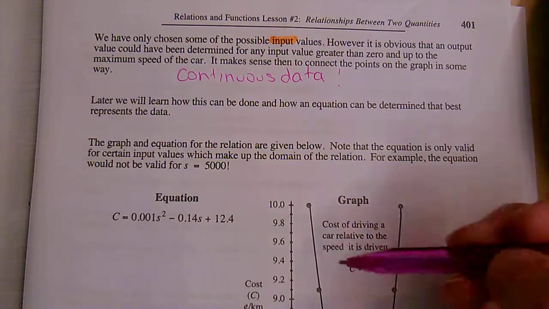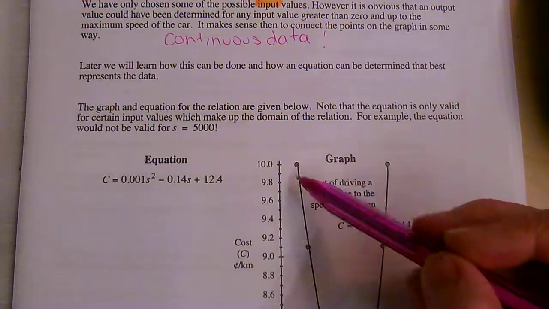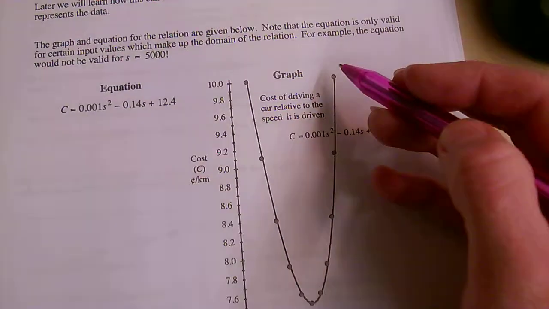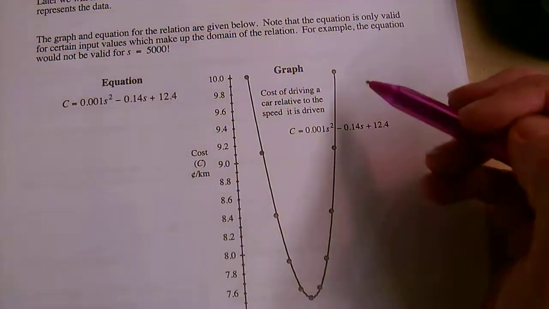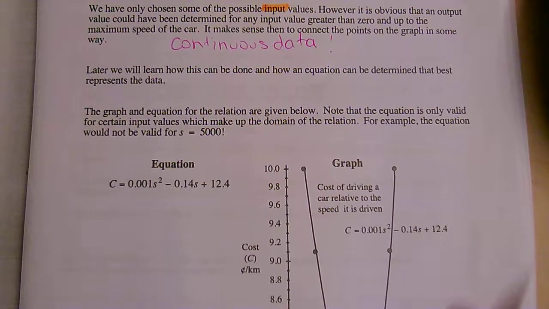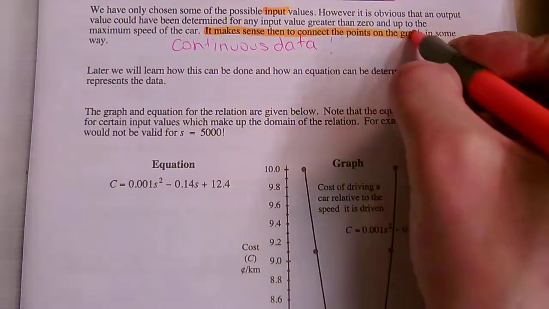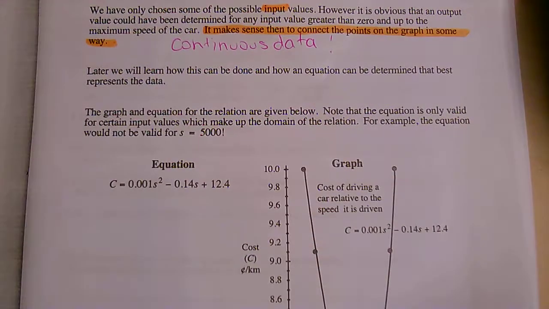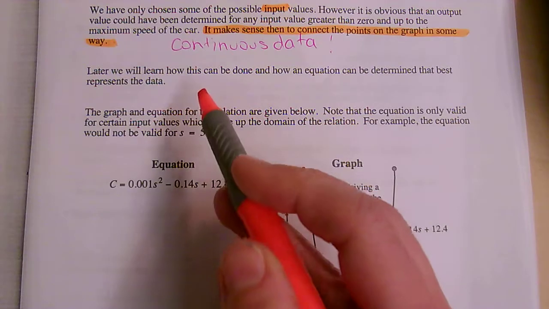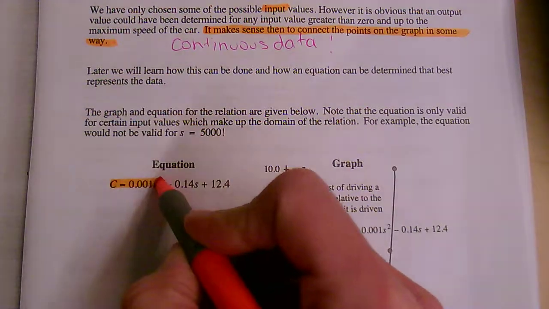So then we can actually fill this in here. Okay, so we can connect the dots in a nice smooth line that represents the overall trend. Okay, so that's what it says right here. It makes sense to connect the points on the graph in some way. So later we're going to learn how this is done and how we can make an equation. For now, though, the equation is just given to us.